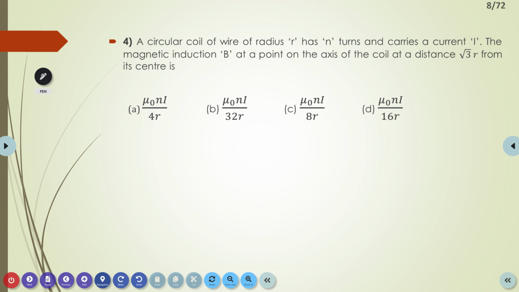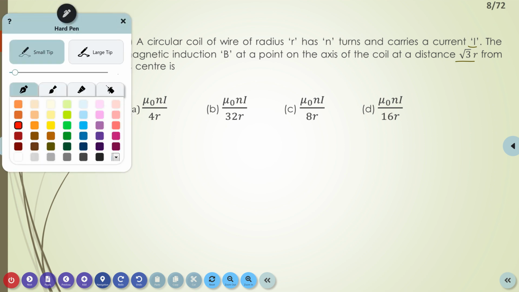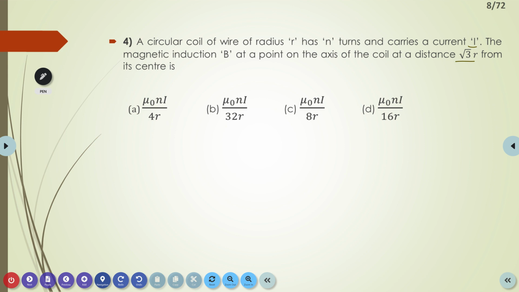A circular coil of wire of radius r has n turns and carries a current I, and the distance is given as square root of 3 into R. Find the magnetic field on the axis of the coil at the given distance X equal to square root of 3 into R. The moment you read the question, you should recall which chapter it belongs to and under which concept. This problem comes under the category of magnetic field along the axis of the circular coil.